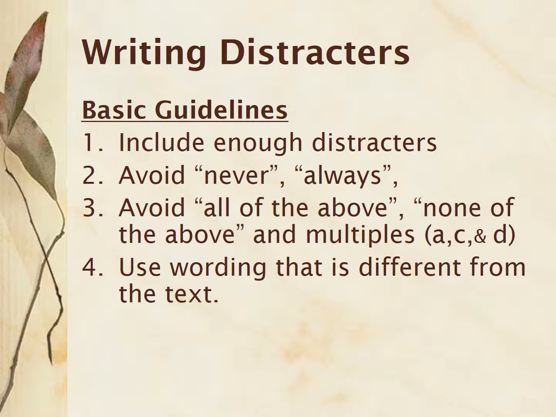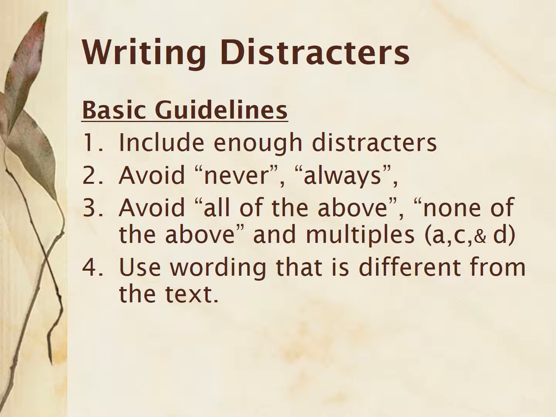Let's turn to guidelines for writing distractors. You may find it easier to write the correct answer first, then write the distractors. First, typically most tests have 4 or 5 options. Be sure you have enough distractors. Second, guessers rarely pick an answer which uses the word always or never in it. Third, avoid answers such as all of the above and none of the above or both A and B.